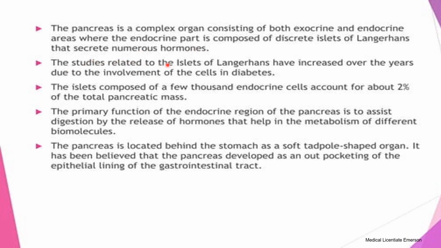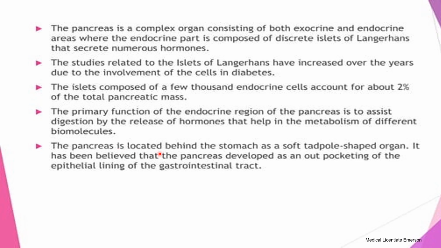The studies related to the islets of Langerhans have increased over the years due to the involvement of the cells in diabetes. The islets, composed of a few thousand endocrine cells, account for about 2% of the total pancreatic mass. Then the primary function of the endocrine region of the pancreas is to assist digestion by the release of hormones that help in the metabolism of different biomolecules.